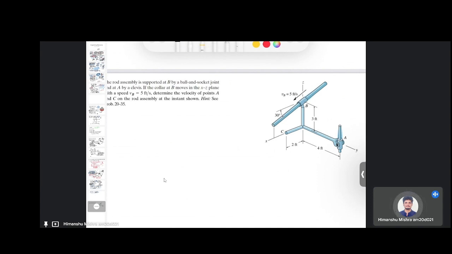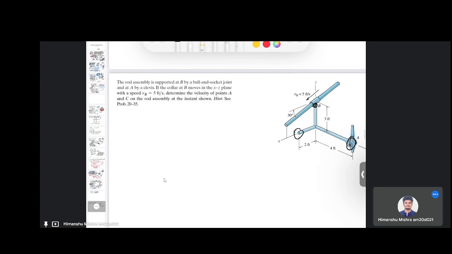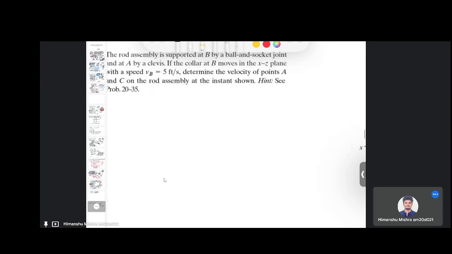So you can actually interpret which concept you have to use. You are already given the velocity of point B, and you are asked to calculate the velocity at point A and point C, which means you need to use the relative velocity concept. So to find the velocity of point A, it is given as Vb plus Va with respect to B.